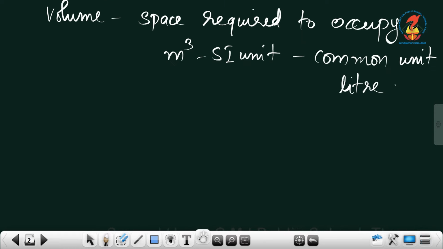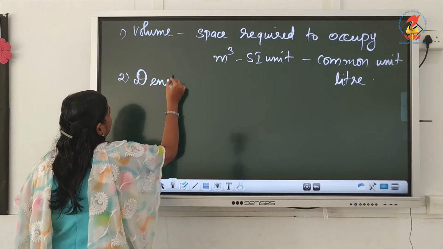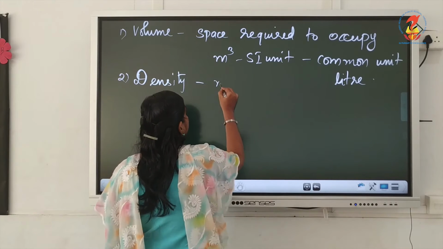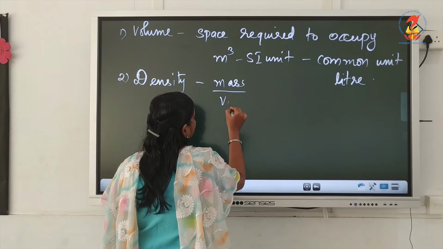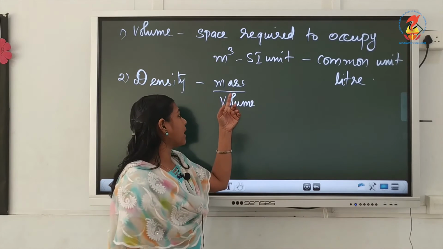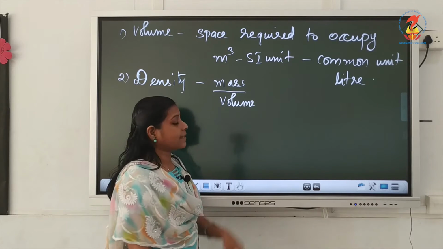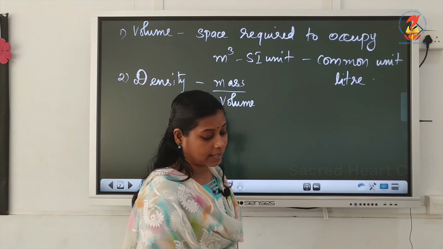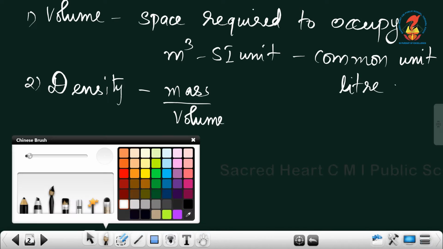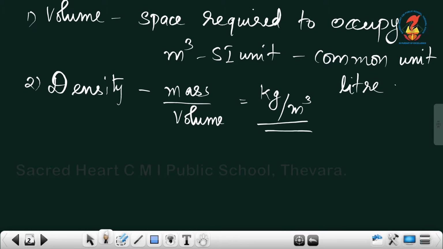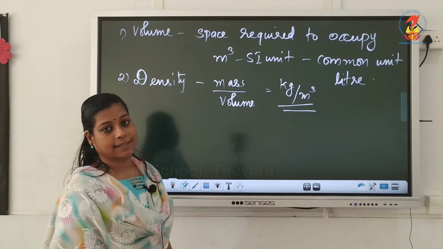The second one is density. What do you mean by density of a material? Density is mass per volume. How much mass is there for that material and how much volume is required. By dividing that mass by volume, you will get the density of a material. And what is the SI unit of density? We know that mass is in kilogram and volume is in meter cube, so kilogram per meter cube will be the SI unit of density.